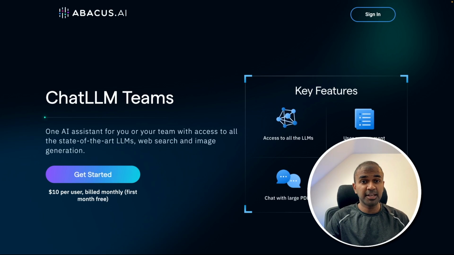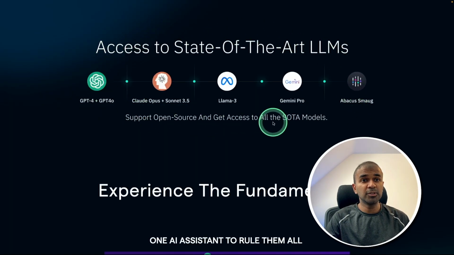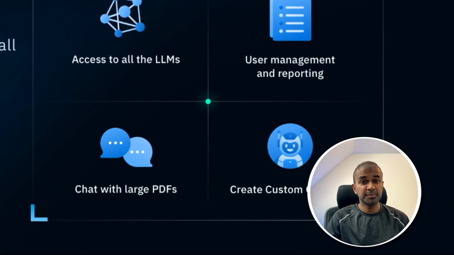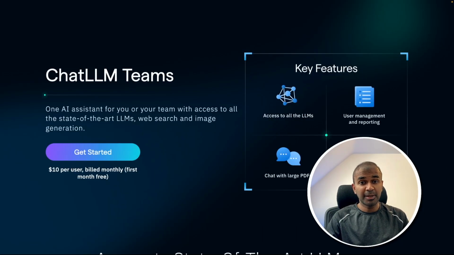So using Abacus AI Chat LLM, you are able to access all these top LLMs such as GPT-4o, Claude Opus, Claude Sonnet, Llama 3, Gemini Pro, and much more. You are able to chat with large PDFs, and you are able to create your custom chatbot. Also, you have access to the Playground feature, or the artifacts feature, which we are going to see now.